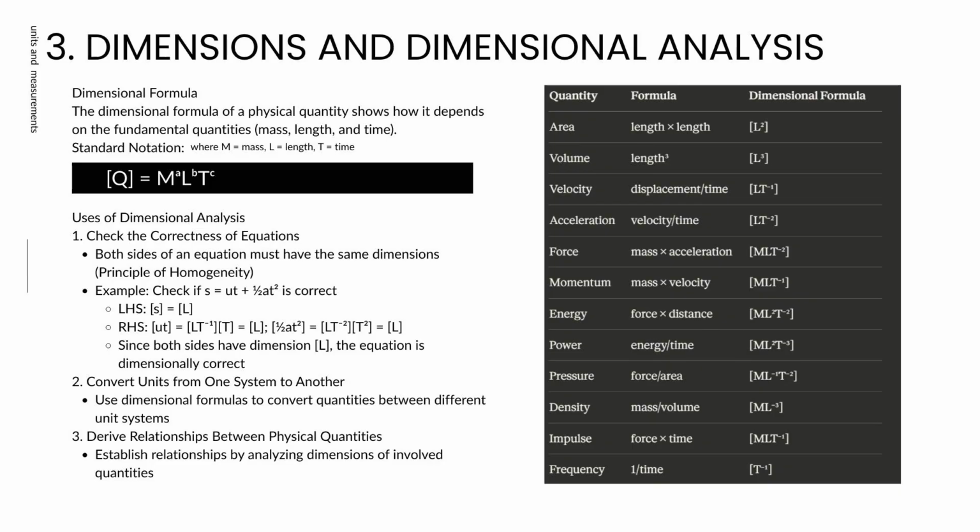We have pressure, which is force over area, M L raised to the power minus 1 T raised to the power minus 2. Mass over volume, which is density, we have M L raised to the power minus 3. Impulse, the formula is force times time. We have it to be M L T raised to the power minus 1. You can notice that that is the same dimensional formula for momentum. So impulse is dimensionally equal to momentum. In case you keep it in an equation, you can just memorize that and it saves your time. Frequency is 1 over time, which is T raised to the power minus 1.